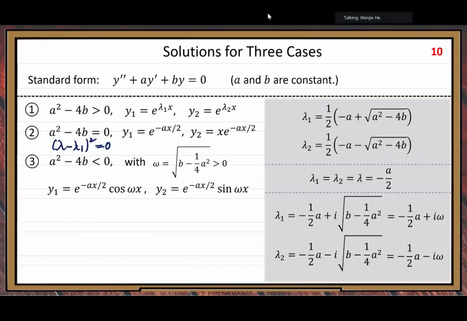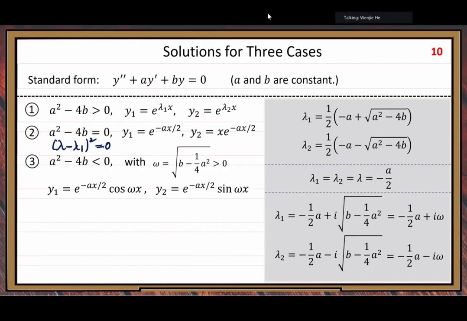y2 has the same e part, the same e function, then sine of omega x. Then you don't have i. So cosine and sine, you do not use i-related expressions. The way to do it, remember last time on the slide, I wrote how to use a linear combination of these two complex numbers to get rid of i.